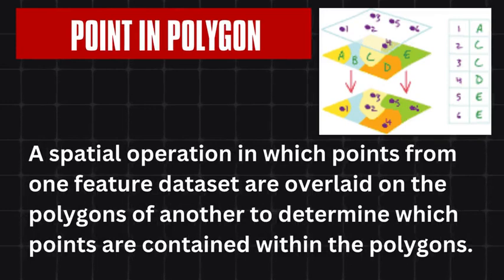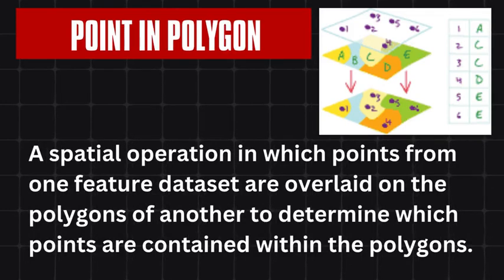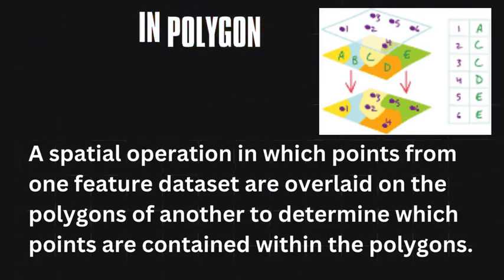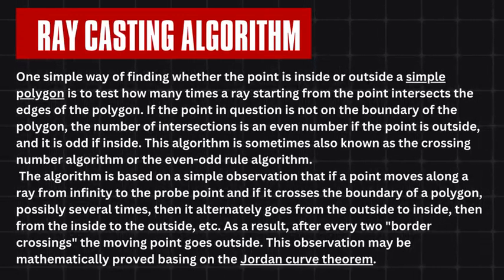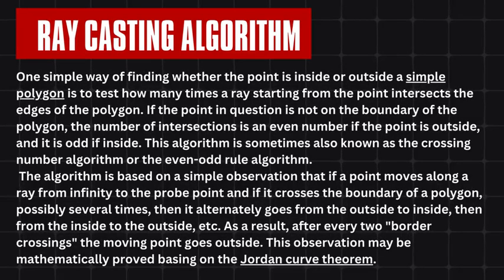Furthermore, we also have the term in GIS called point in polygon. Point in polygon is a spatial operation in which points from one feature dataset are overlaid on the polygons of another to determine which points are contained within polygons. In point in polygon, we have the ray casting algorithm. The ray casting algorithm is one simple way of finding whether a point is inside or outside a simple polygon.